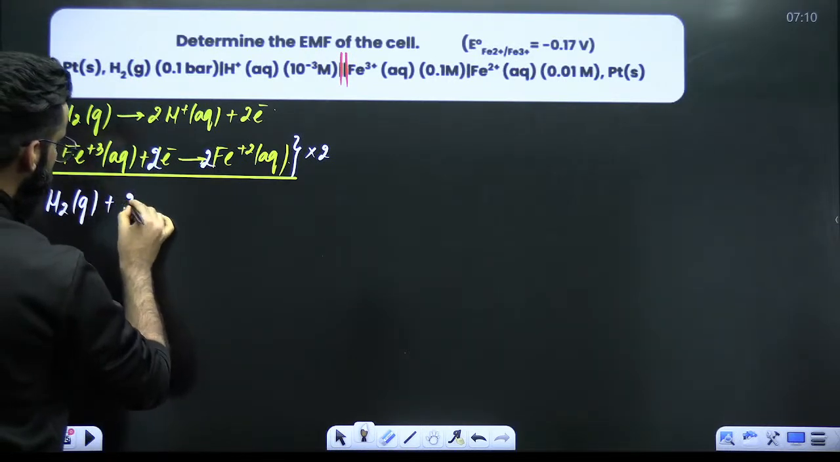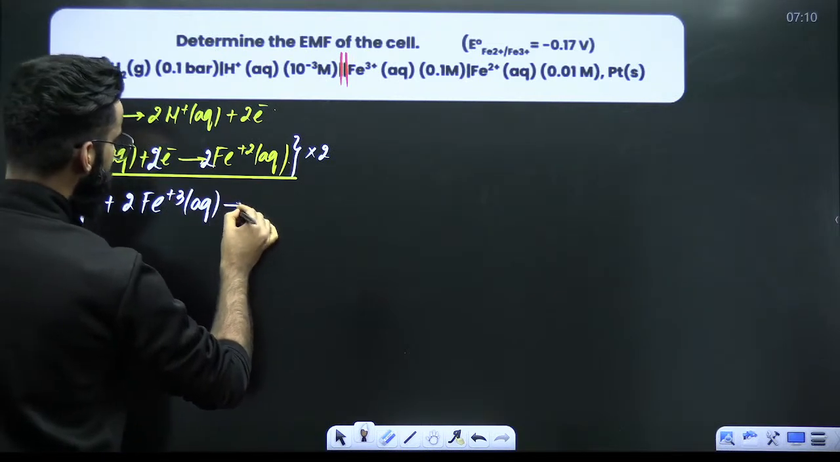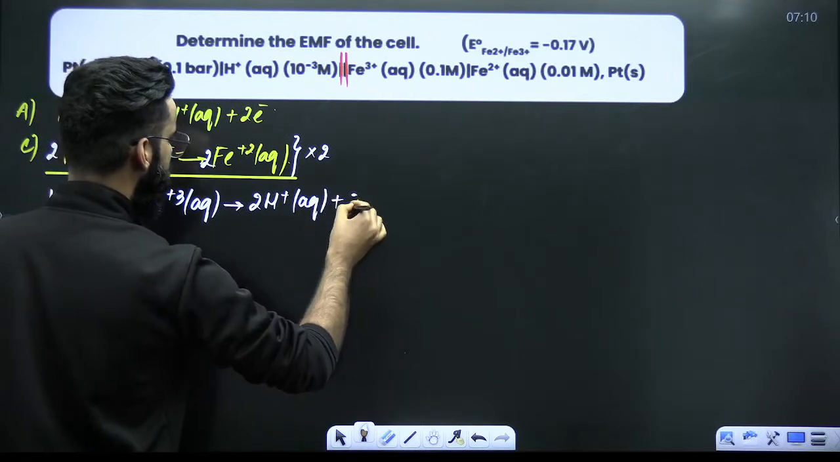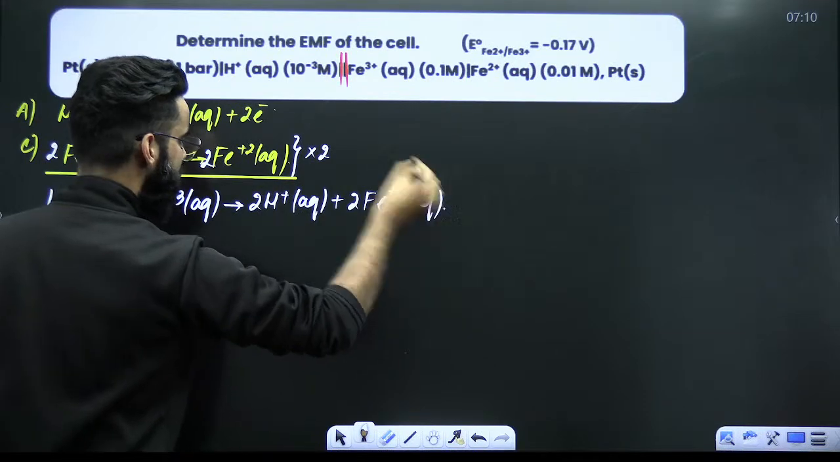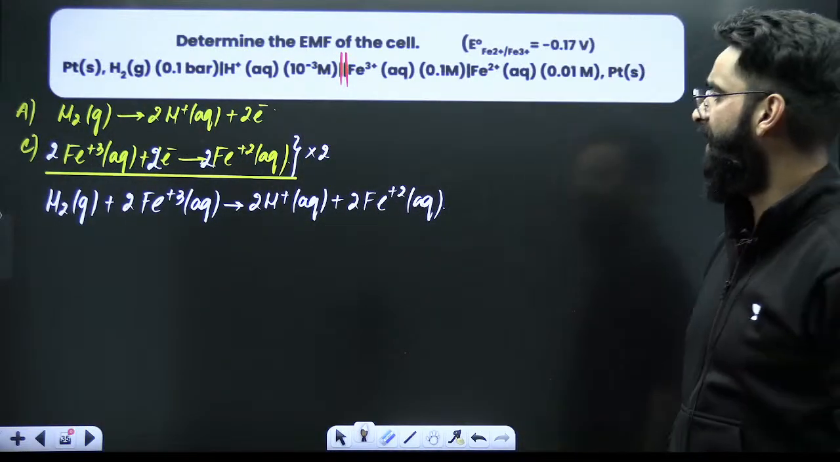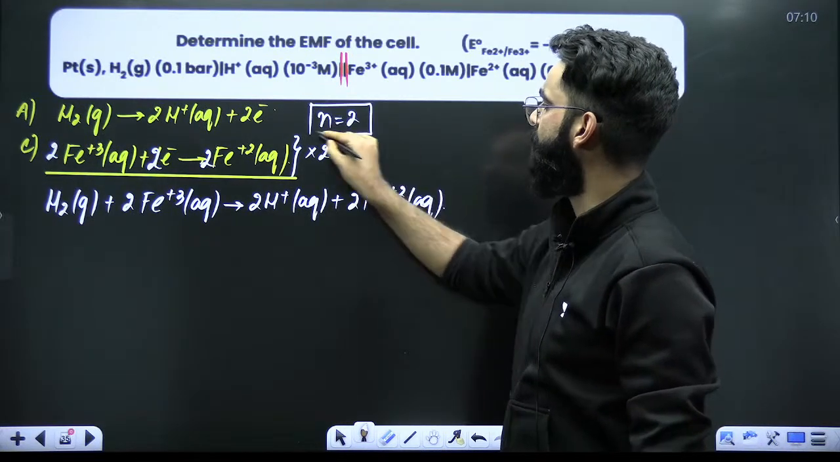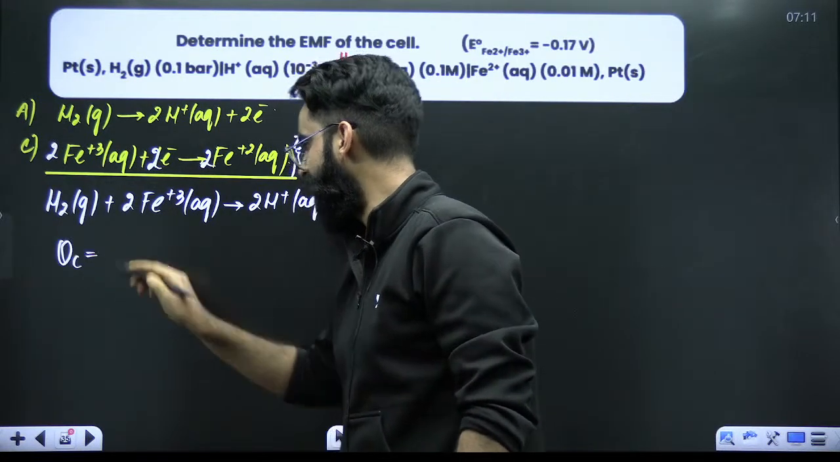H2 gas plus 2 times Fe tri-positive aqueous. What does it give? It gives 2 times H positive aqueous, and with that, you get 2 times Fe di-positive aqueous. This is your net cell reaction. Now, if I ask you how many moles of electrons are exchanged, you directly say 2 moles of electrons are exchanged in the net cell reaction. So write the expression for QC now.